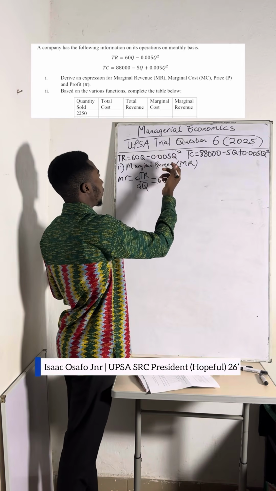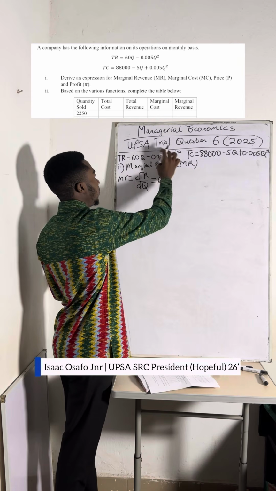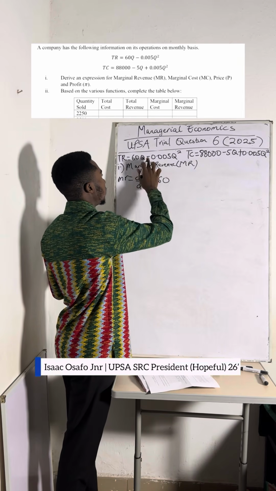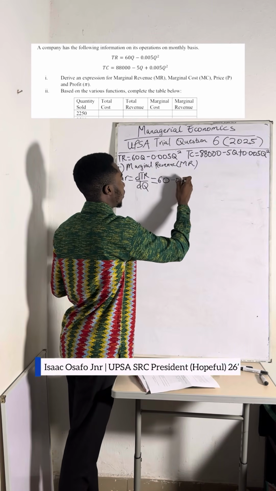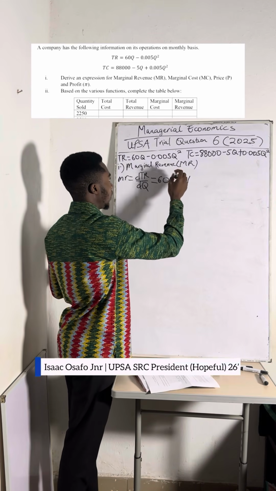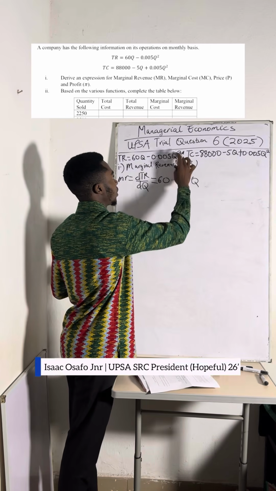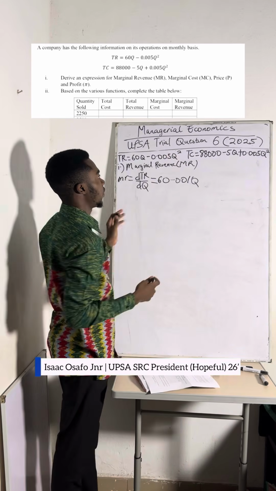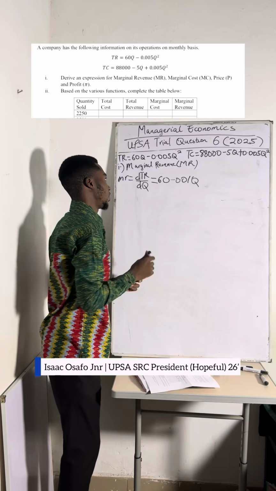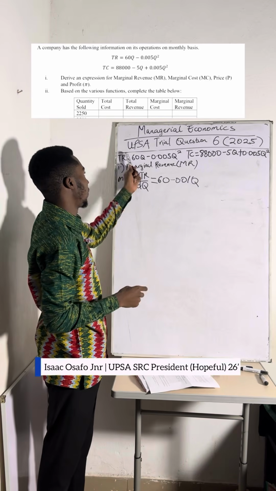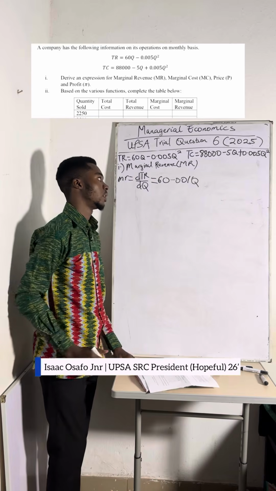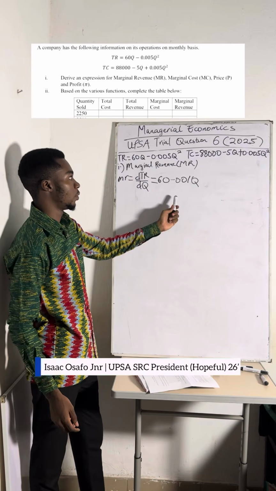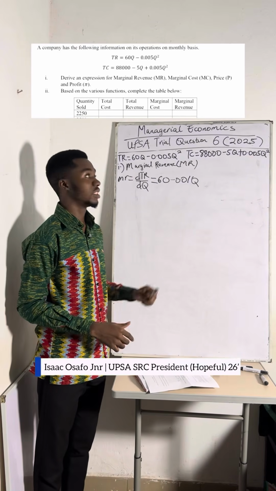So if you are differentiating with respect to Q, the exponent will multiply the base. So 2 will multiply negative 0.005, and we should get negative 0.01. You get it. Then you add your Q. The exponent you reduce by 1. So Q with exponent 1 is the same as Q. So this is what you are going to get. Once you differentiate your total revenue function, this is what you are getting. And ladies and gentlemen, this is your marginal revenue function. So 60 minus 0.01Q. It's as simple as that. You just need to differentiate this.